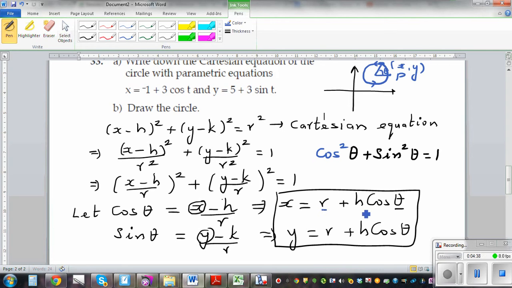Sorry, I made a mistake here. This should be k. It's always good to check your answer. So y is k plus r sine theta, and x is h plus r cos theta. Again, I made a mistake here. This should be sine theta.